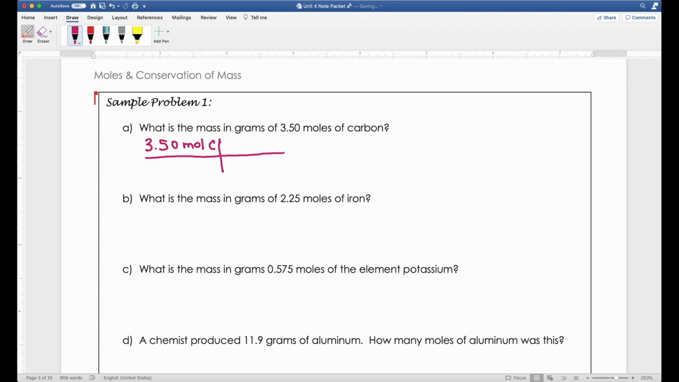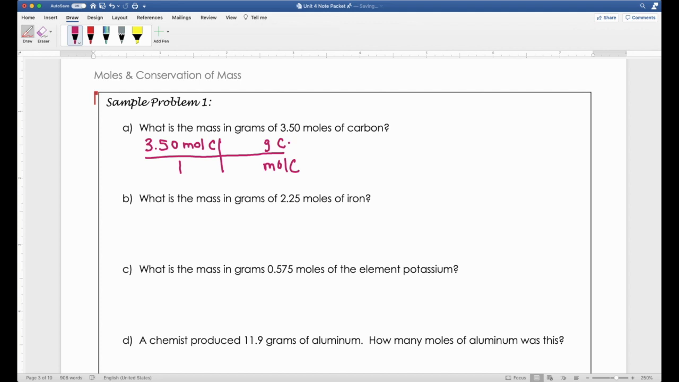And we're going to set up our crosshair, put a 1 underneath like you normally would when you were doing dimensional analysis. And then whatever units up top, we're going to bring that down. Moles of carbon, and we want to convert this to grams of carbon up on the top. So before we do this, we need to figure out what's the relationship between moles to grams.